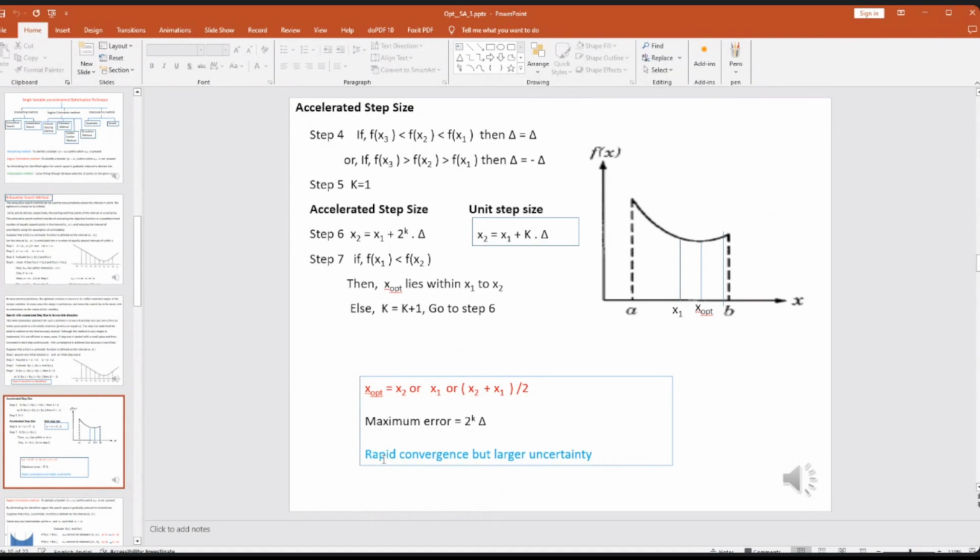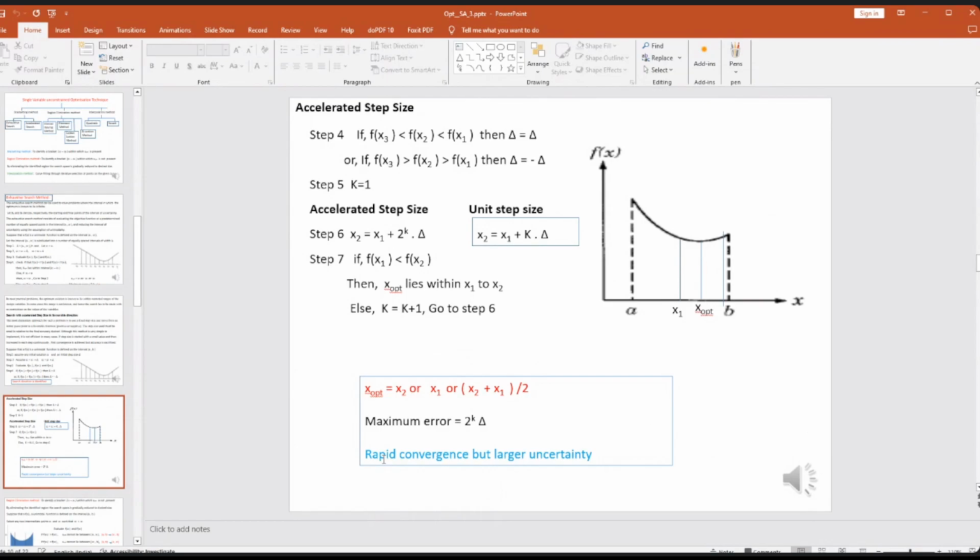What is the interval? 2 delta, isn't it? The difference between x2 and x1 is 2 delta. Yes, sir. At this k is equal to 1. But if not true here, then it will again come to the top level.